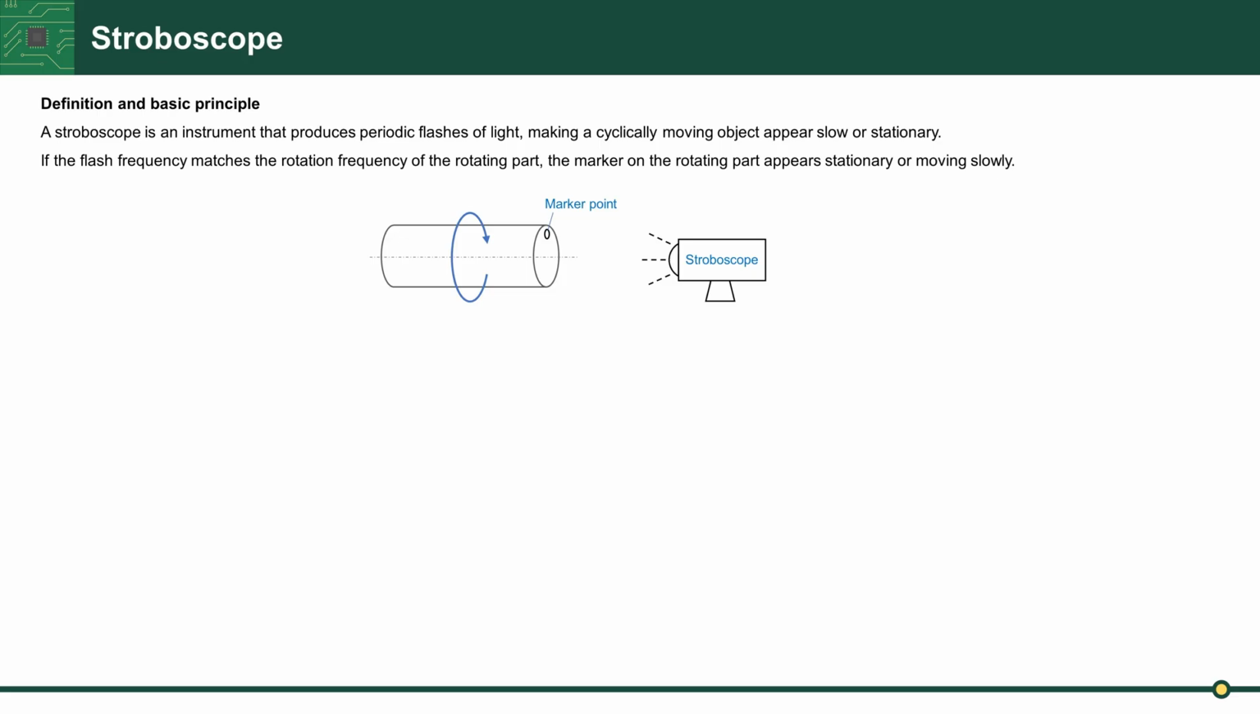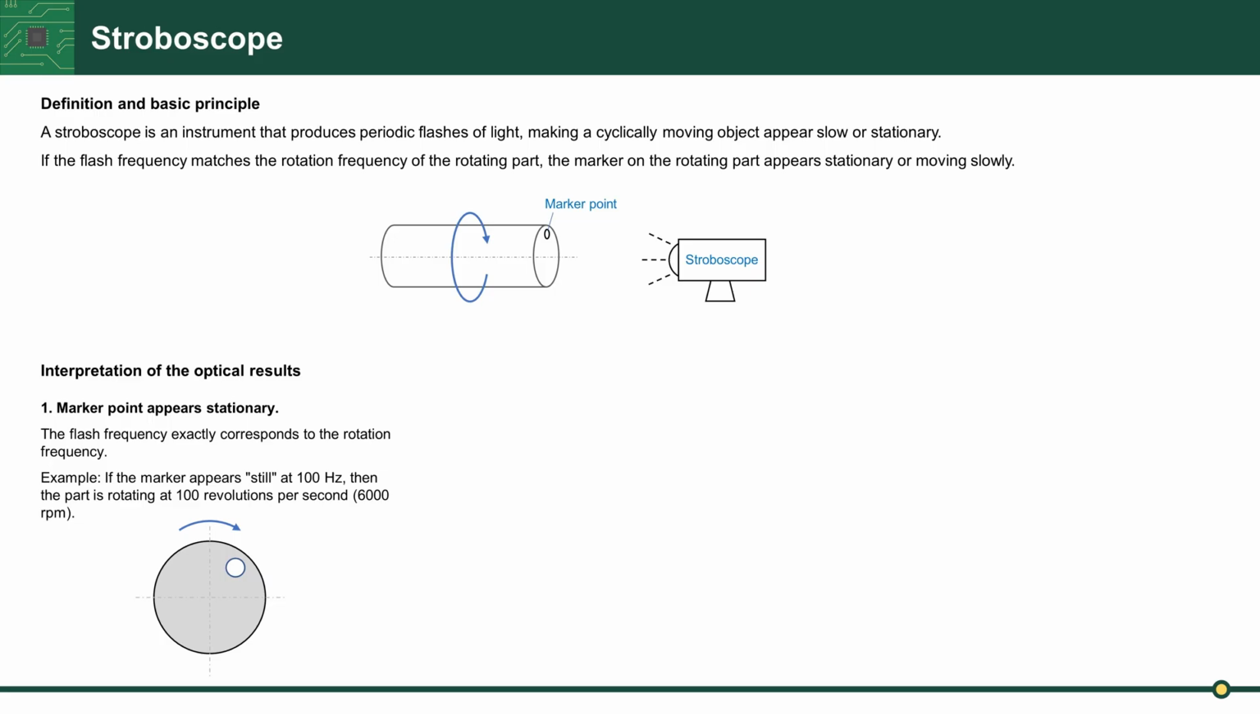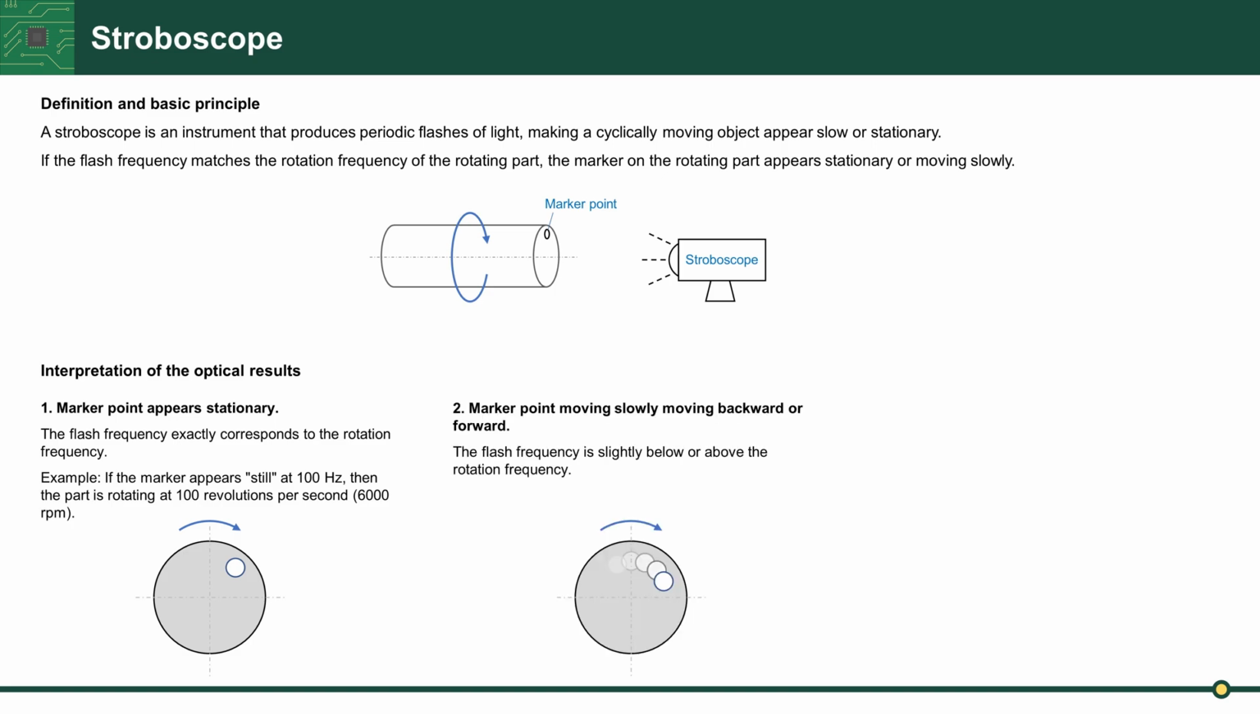To interpret the optical results, if the marker point appears stationary, the flash frequency exactly corresponds to the rotation frequency. For example, if the marker appears still at 100 Hz, then the part is rotating at 100 revolutions per second. If the marker point moves slowly backward or forward, the flash frequency is slightly below or above the rotation frequency.